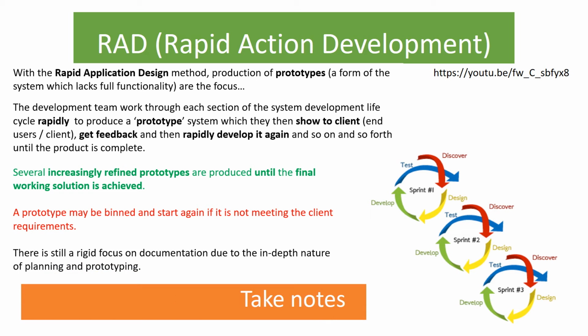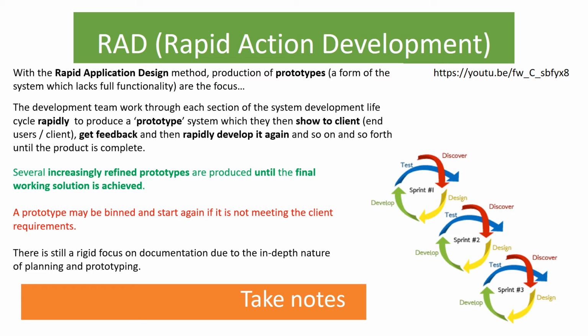Rapid Action Development can sometimes be called RAD, R-A-D. This is where we create a prototype. Now remember, a prototype is something to give the customer an idea of what it might look like, or to test a product. So you make a prototype rapidly, quickly, so that you can show the client, and you're going to get feedback. Then rapidly develop it again until the product is complete.